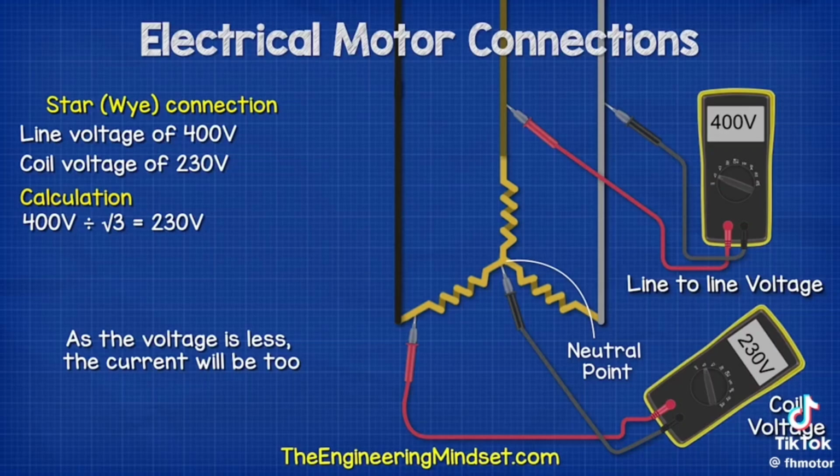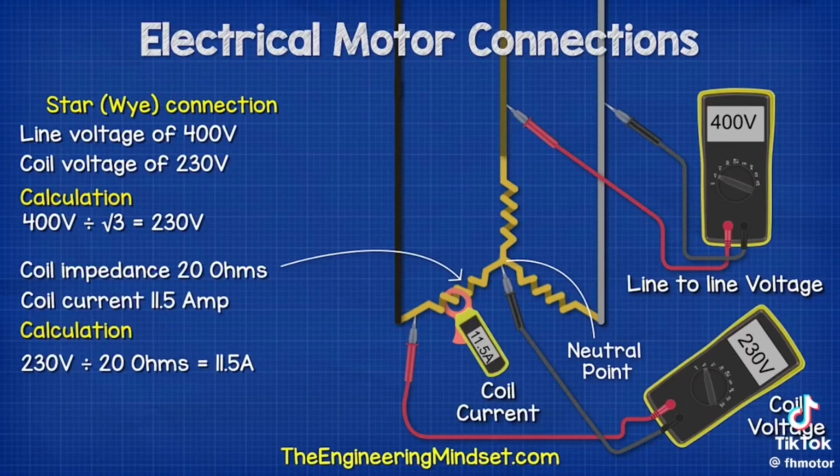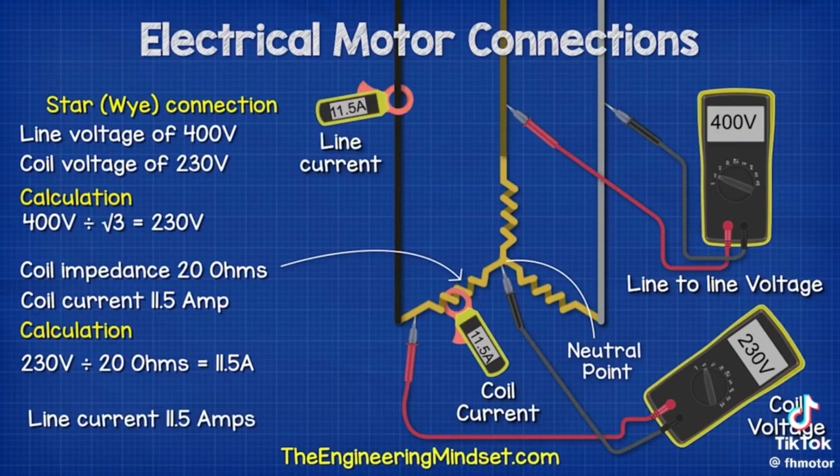As the voltage is less, the current will be too. If this coil also has an impedance of 20 ohms, then 230 volts divided by 20 ohms equals 11.5 amps. The line current will also therefore be the same at 11.5 amps.